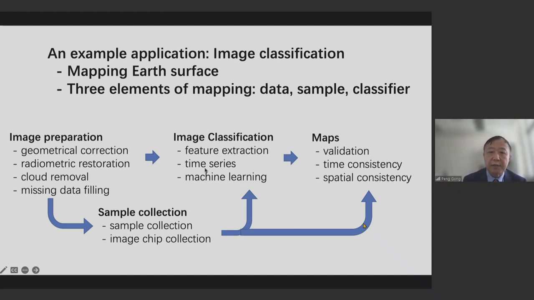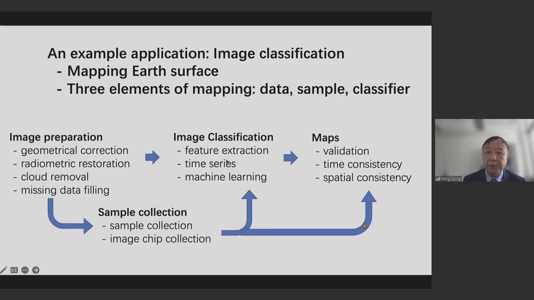One type of classification needs the classifiers to be trained, so it's a supervised classification. You need to collect samples. The samples mean that from the imagery, you can label each individual pixel or one patch of the imagery with different types of classes that we want to eventually produce the map for. So we could do them in pixel-based sample collection or image chip-based collection. I will go back to this, why I have image chip collection for mapping.